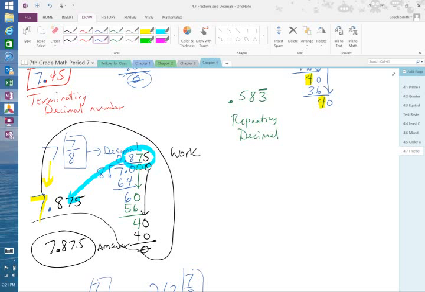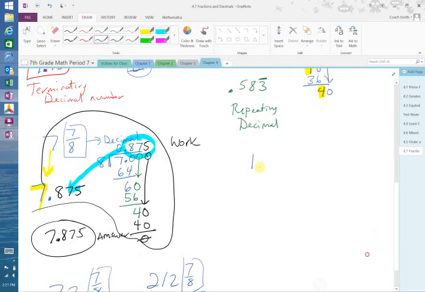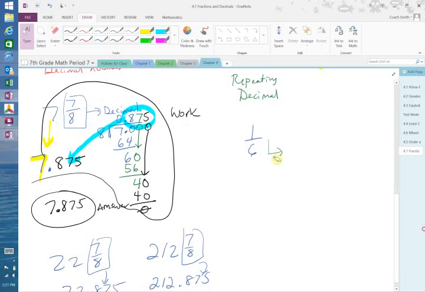All right, let's look at this one. 1/6. 1/6 means I take and divide 6 into 1. Once again, I've just added zeros because I know I'm going to have to, because 6 doesn't go into 1. 6 goes into 1 zero times. Okay, 6 goes into 10 one time, 6, remainder 4.